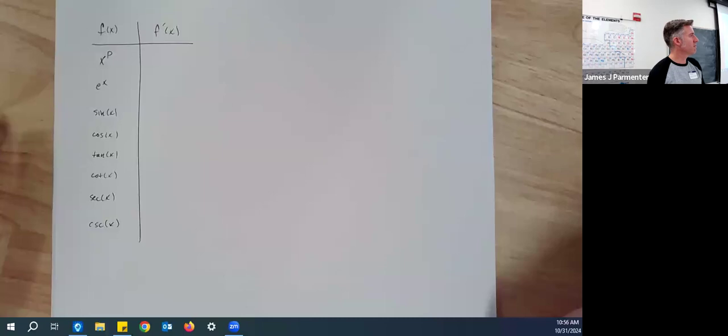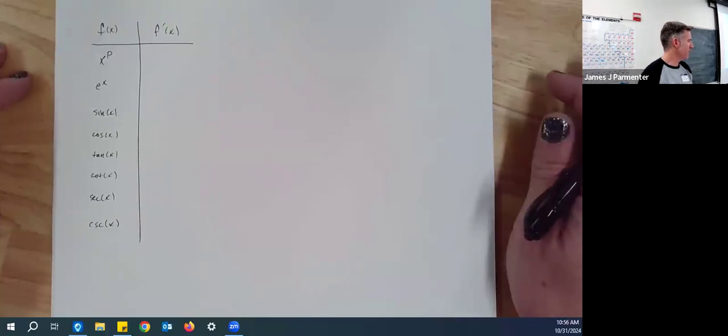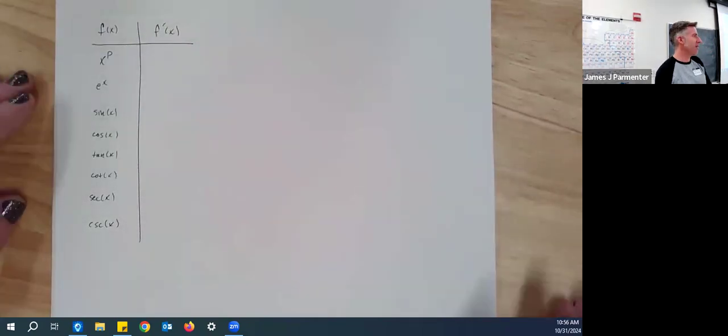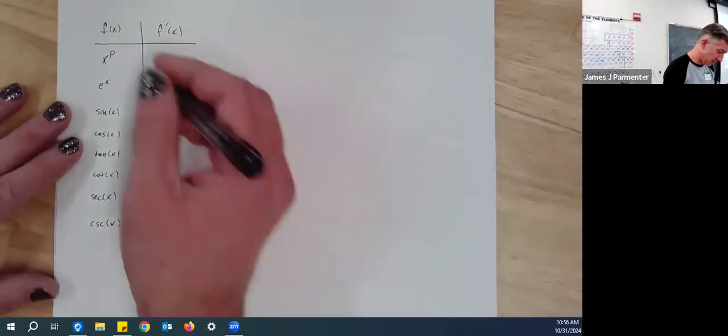Am I missing anything? Have you guys talked about natural log of x yet? Okay, great. Good. Eventually natural log of x. And then I guess inverse trig functions eventually, maybe today.